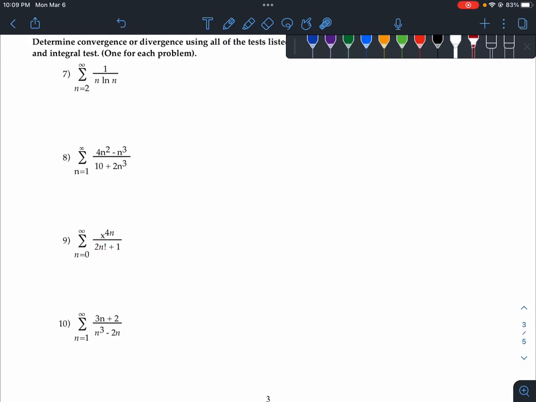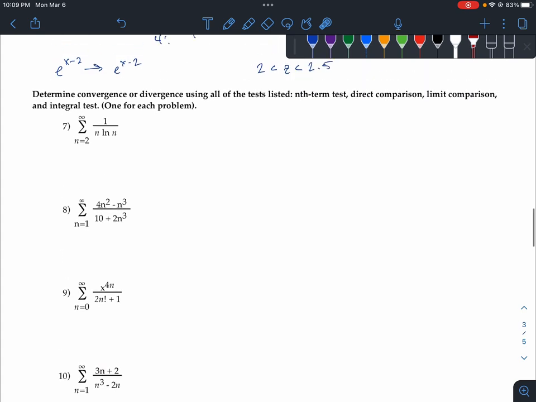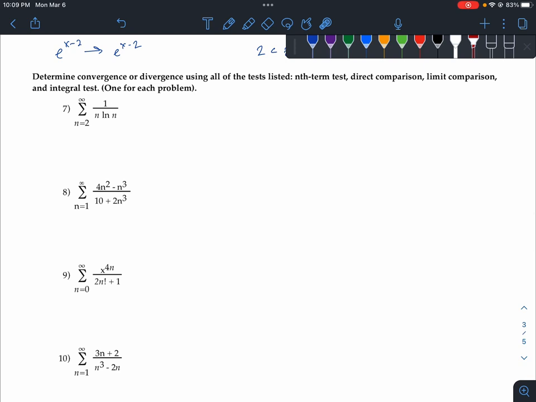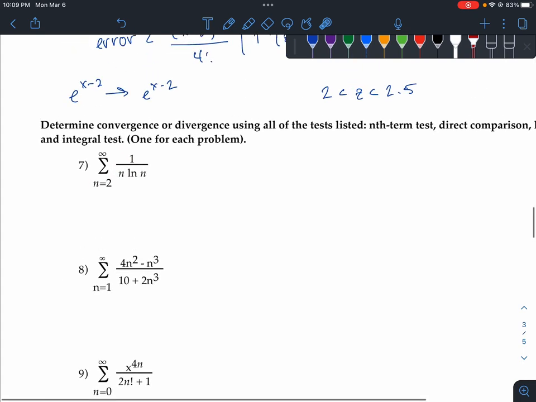This one, direct comparison. I'll explain why when I get there. And this one, limit comparison, because again, I'll explain when I get there. So in any case, I don't really see polynomials on top and bottom here. I have a natural log function, and I don't see something that looks similar to a Maclaurin series, which is the case for number 9. And I don't see something similar here, which looks like it's going to be a p-series for number 10. So that's why I say the integral test for this one right here.